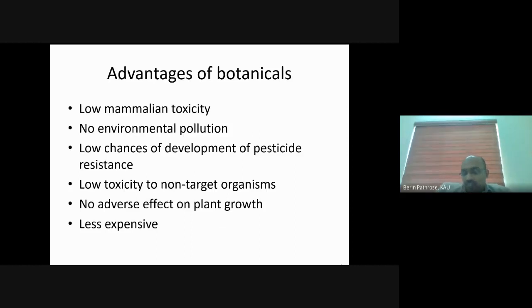And if you take a neem seed kernel extract or neem oil emulsion, it doesn't contain azadirachtin only. Don't think that it contains azadirachtin only.